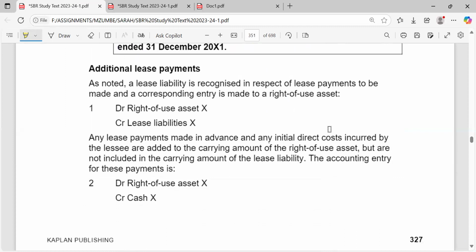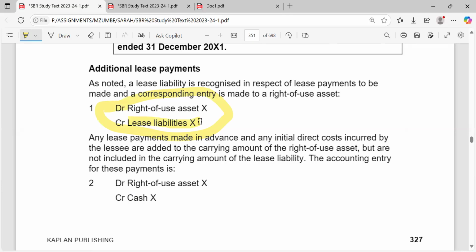Okay, I think the question just tries to go deeper into IFRS 16. Okay, this is usually the first entry, right? But sometimes it may happen that there can be lease payments made in advance. Usually when you are given the present value, they give the present value of future payments, right? They don't include the current payment, which might have already been paid.